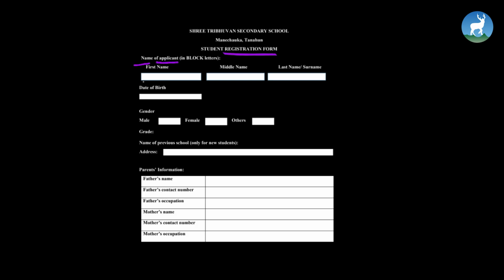All right, so the first name, and please remember, as it's mentioned block letters, we should fill in the form in block letters. Let's begin with the first part, which is filling in the applicant's name, and it should be done in block letters. Block letters means all the letters should be capital as it's shown here. Here it's written first name. Let's write a first name of any of the students. Let's assume it's Roshan.